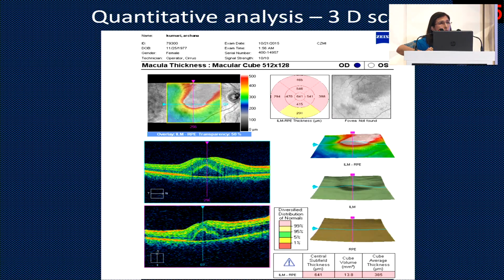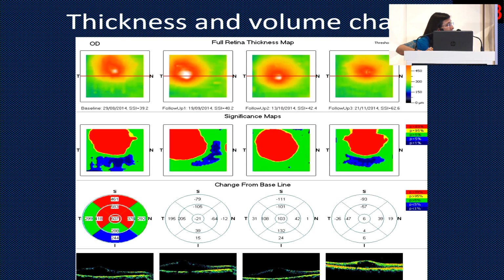So finally, coming to quantitative analysis, this is overall mapping the thickness and the volume of the layer. This is very important because serial 3D scans tell us how it is responding to treatment, whether we need to change our treatment pattern. So monitoring that is important in this.